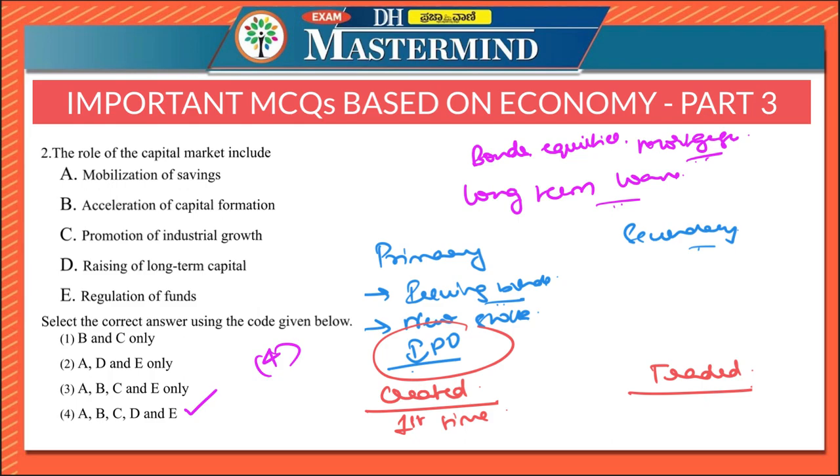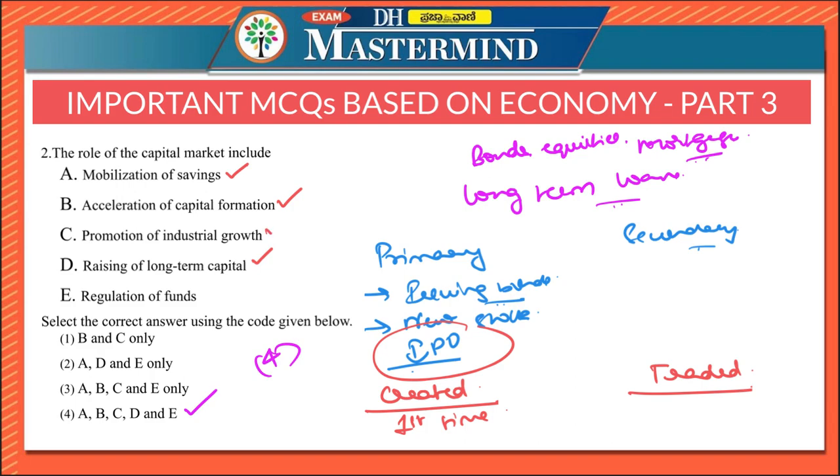Now, what is the significance of capital market? It is highly significant in the economic development of a country because it mobilizes the savings. Secondly, acceleration of capital formation. Companies can create capital for themselves by issuing shares, raising long-term capital. As we have seen, the capital market usually deals with long-term capital. Therefore, the companies can raise long-term capital, that is capital that is in the market for more than 1 year.